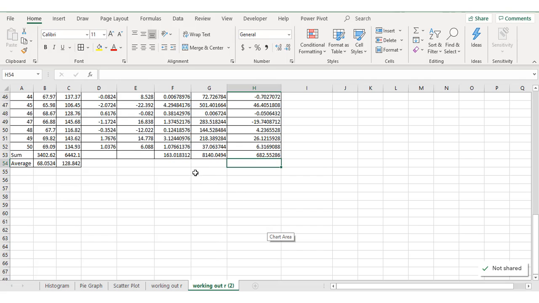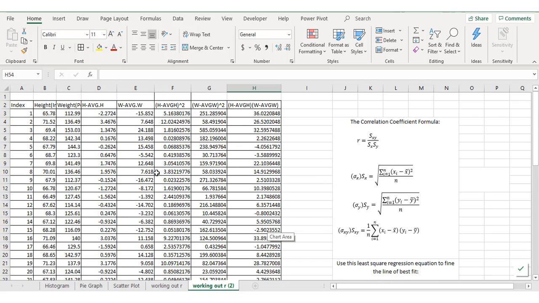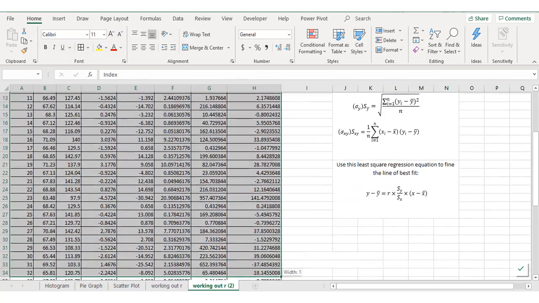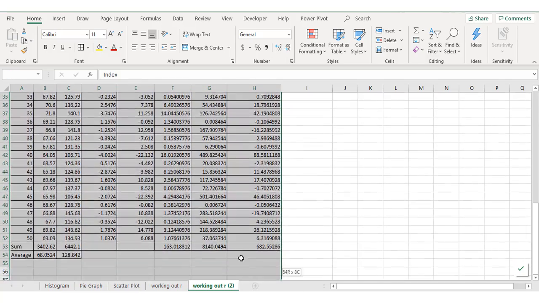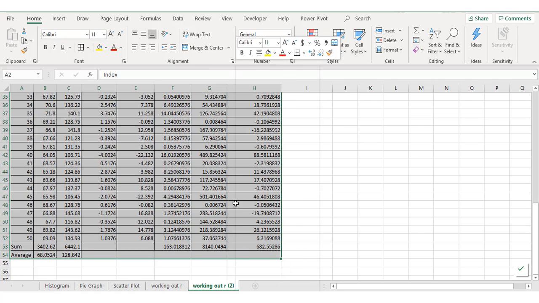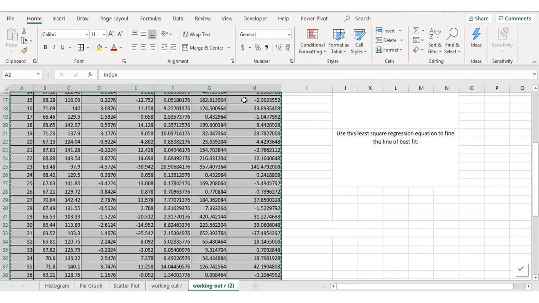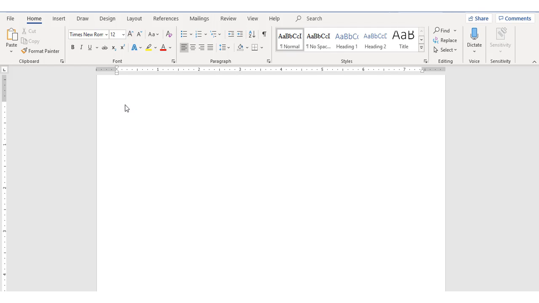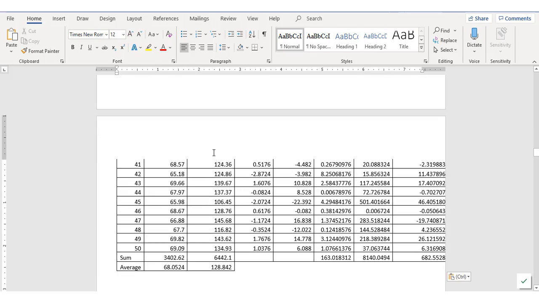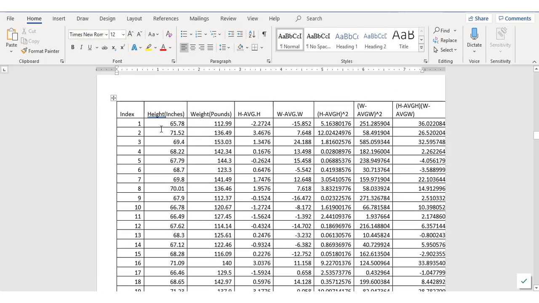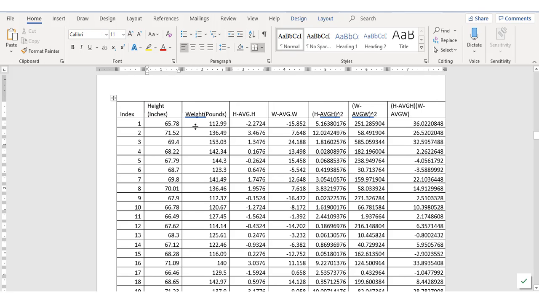Now we will copy this table to the Word document. So we just need to highlight, right-click, copy. Now we will paste into this Word document, Control V, paste. For the height inches, I will press Enter to organize this table.